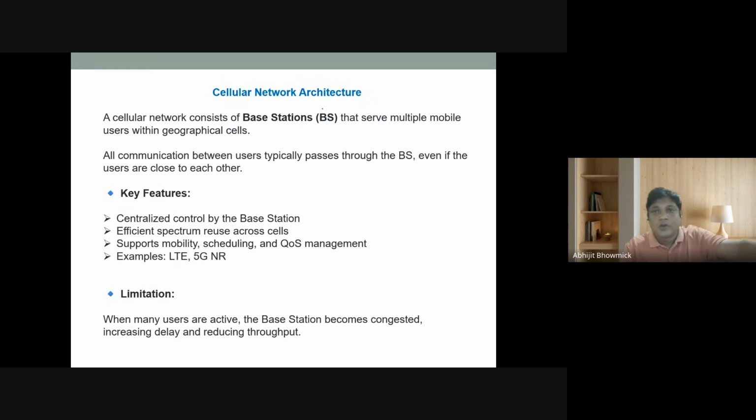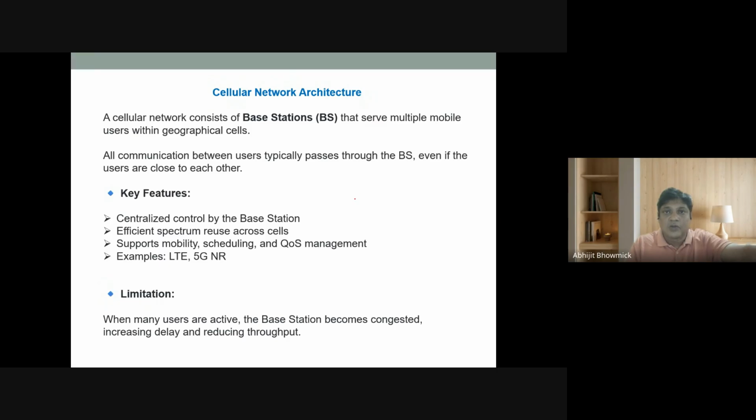Now, come to the cellular network architecture. In a cellular network, right now, if we think about our handheld devices, say mobile phones, we are all connected with base stations. So we are basically using cellular technology, you can say.